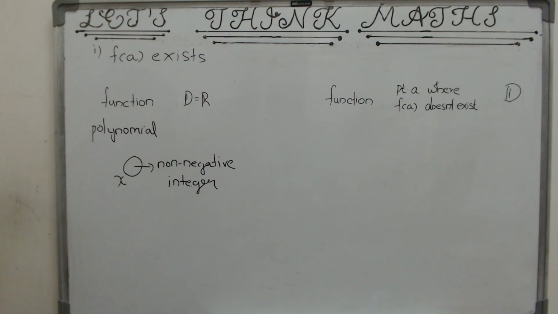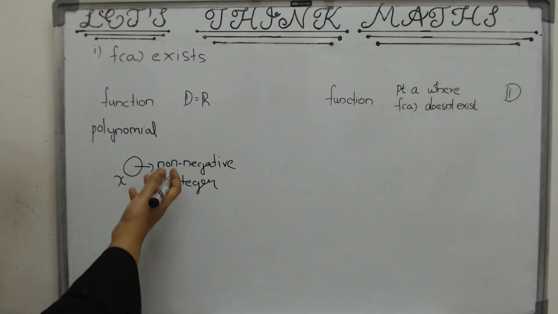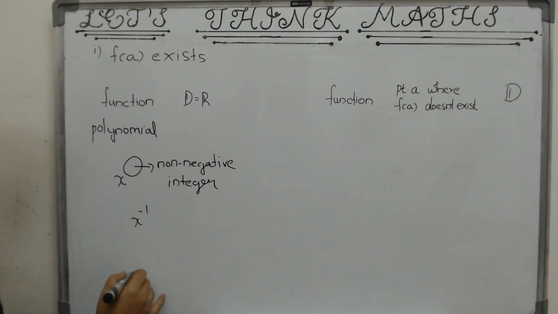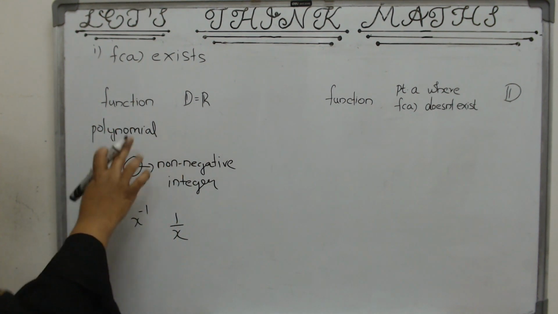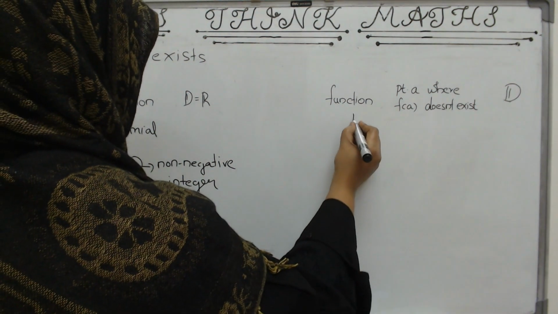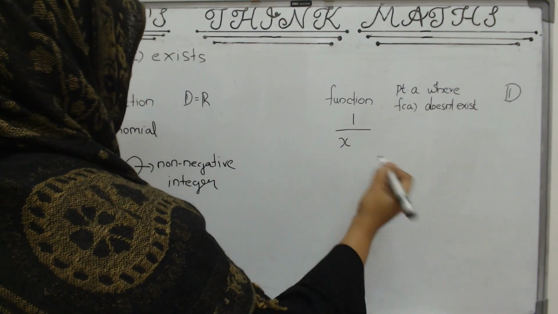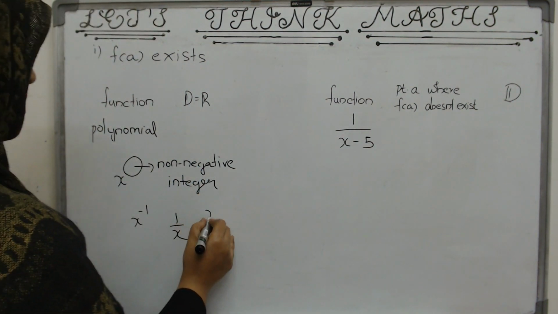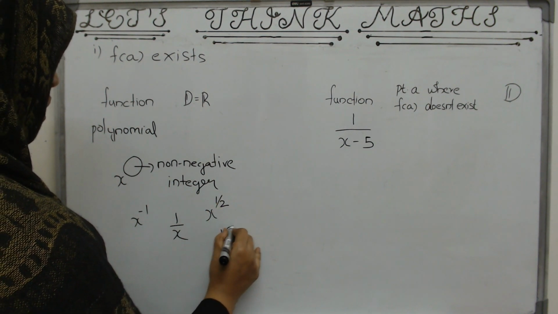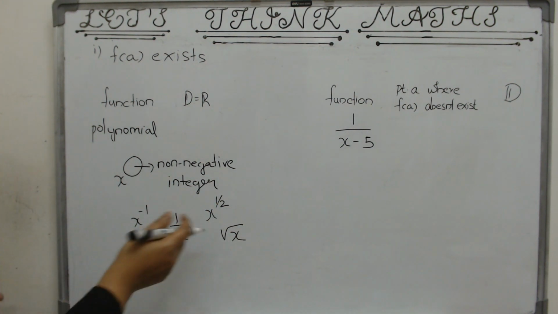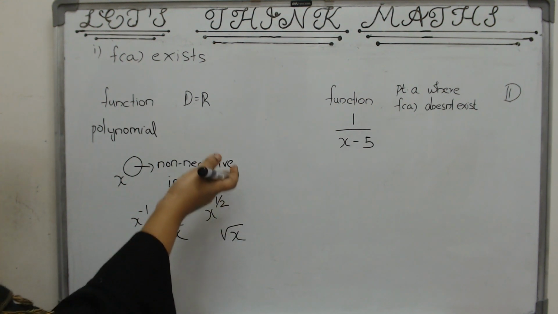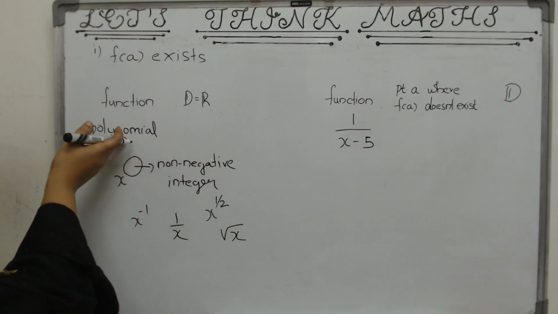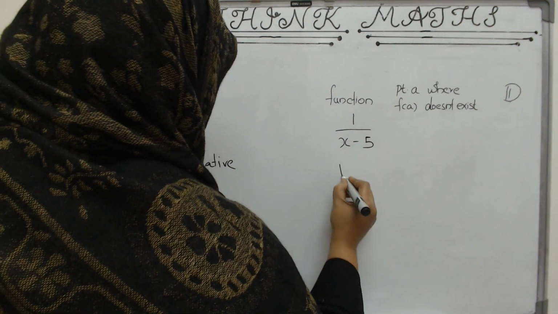So what happens if the power is not a non-negative integer? For example, take a negative integer, x raised to minus 1. Then you get 1 by x, or any expression where x comes in the denominator. That stops being a polynomial. So that is the first counter example we are going to take, for example x minus 5 in the denominator. Then what happens if it is not an integer? For example, x raised to 1 by 2, or in other words, square root of x. If you have a square root of x, it stops being a polynomial. So that is our second example.